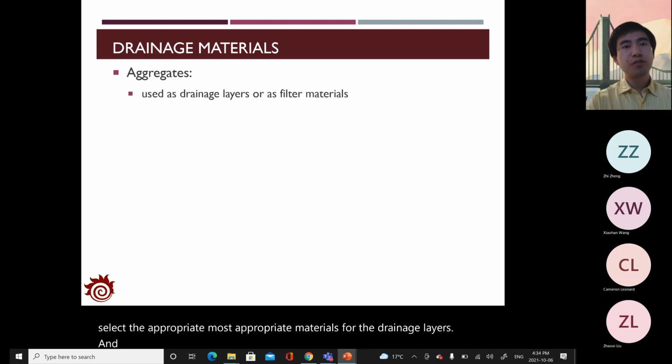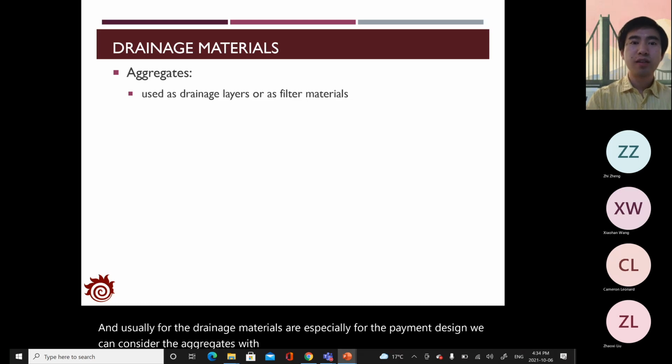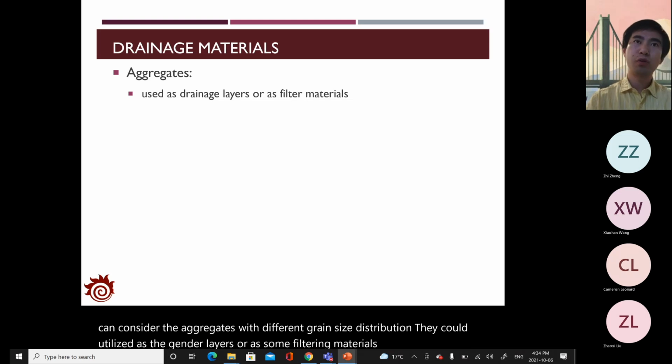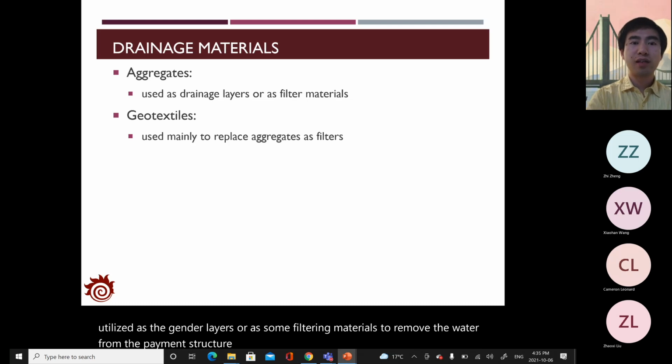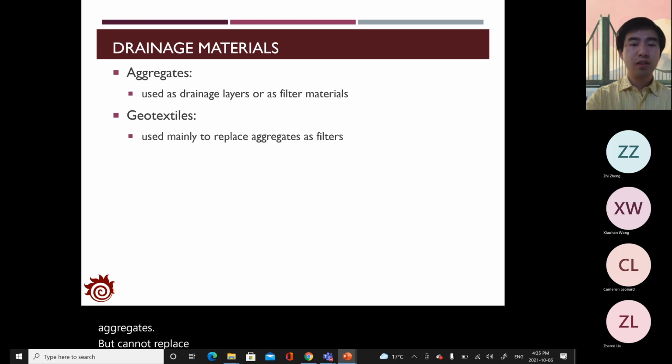Usually for the drainage materials, especially for the pavement design, we can consider aggregates with different grain size distributions. They could be utilized as the drainage layers or as some filtering materials to remove the water from the pavement structure. Or we can apply some geotextiles, but this one is mainly applied as the filters. It could be utilized to replace some of the aggregates, but cannot replace all their functions.